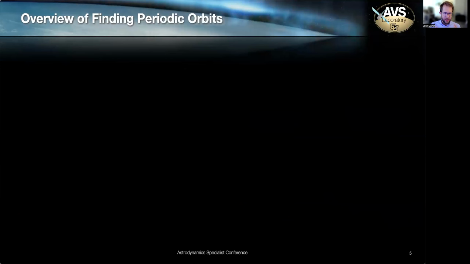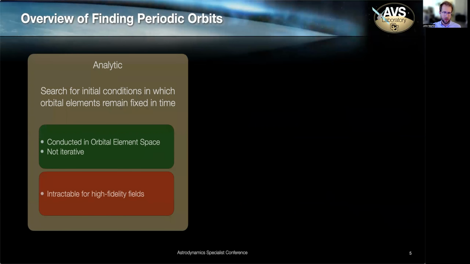So you have this irregular gravity field, and you want a periodic orbit in it. How do you go about finding one? Well, there's two trains of thought. The first is you can go about this problem analytically. Using pen and paper, you can solve things like the Lagrange planetary equations and derive a set of orbital elements that remain fixed over time or fixed on average over time.